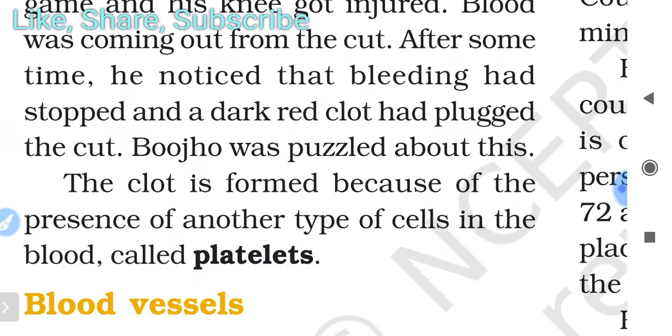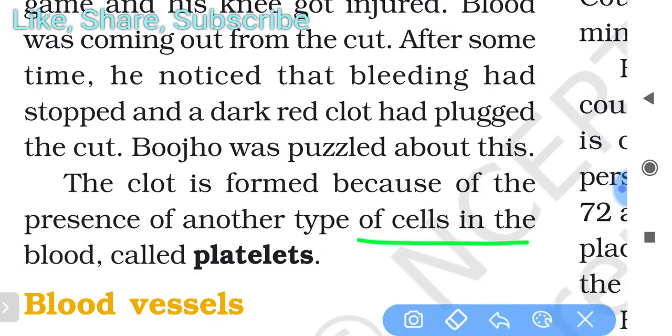The clot is formed because of the presence of another type of cells in the blood called blood platelets. So mainly three types of cells are found in blood: first is RBC, second is WBC, and third is platelets. The clot formed in the cut area is due to the presence of these platelets.